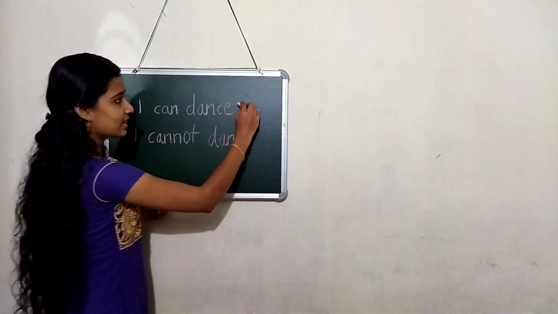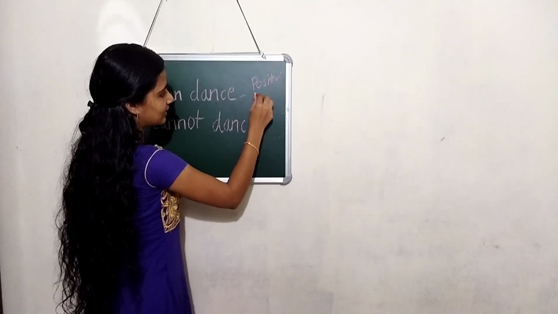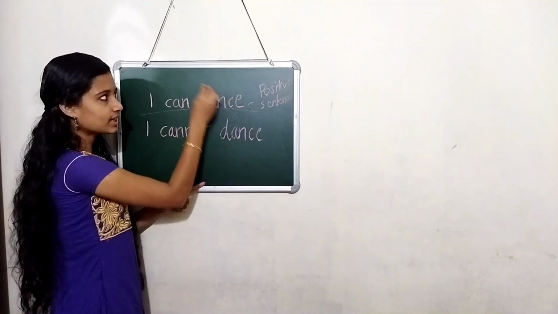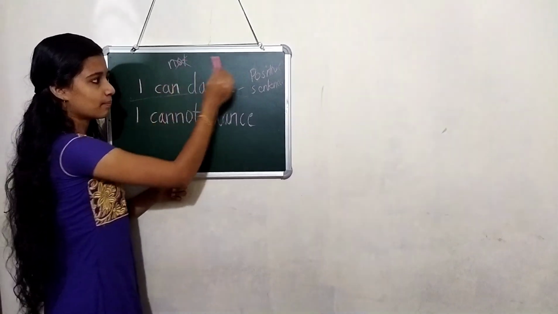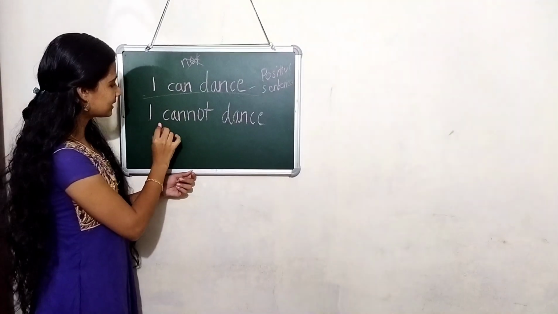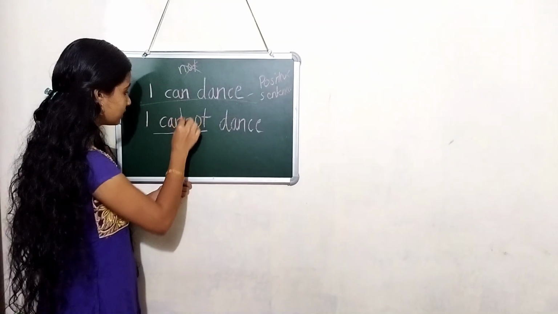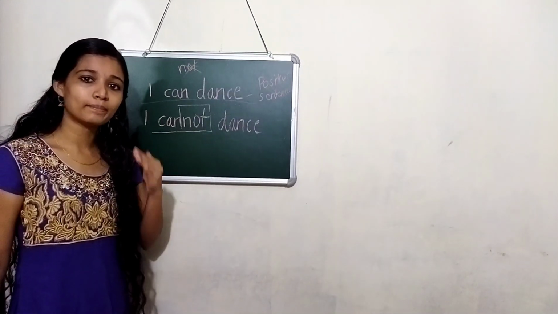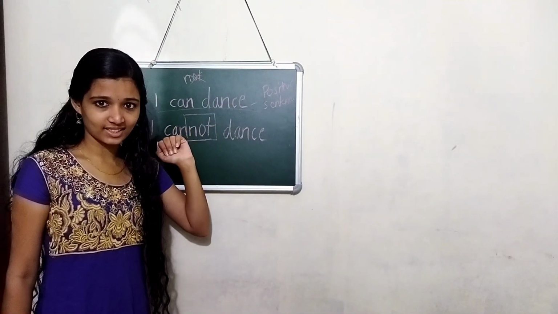Here the first sentence is a positive sentence. The first sentence is a positive sentence because the word not is absent here. And the second sentence is a negative sentence because the word not is present. So I hope you got a basic idea about what is a negative and what is a positive sentence.